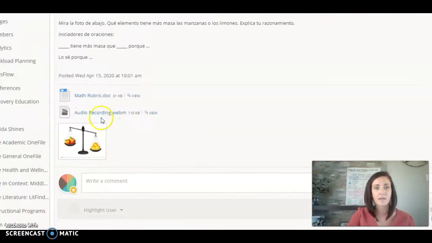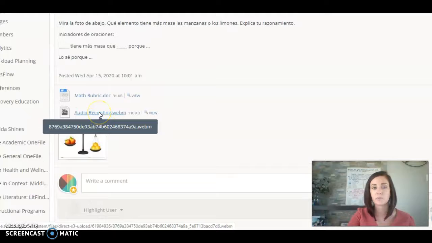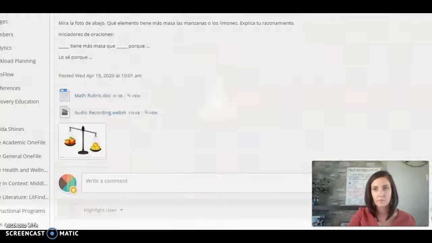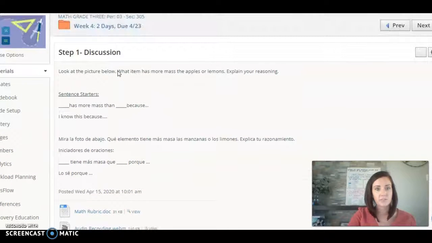And then you also have your audio recording, which is going to play this question for you as I have read it. Look at the picture below. What item has more mass, the apples or lemons?